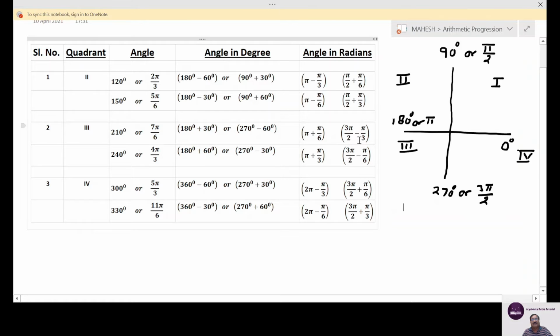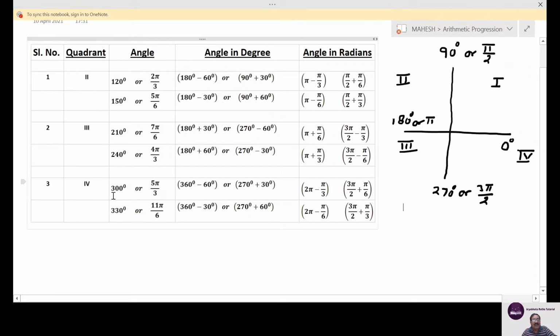Similarly, 240 degree also lies in the third quadrant, and this 240 degree can be described as 180 plus 60 degree or 270 minus 30 degree. Similarly, 4 pi by 3 can be described as pi plus pi by 3 or 3 pi by 2 minus pi by 6. Now, if the angle lies in the fourth quadrant, it is the fourth quadrant.